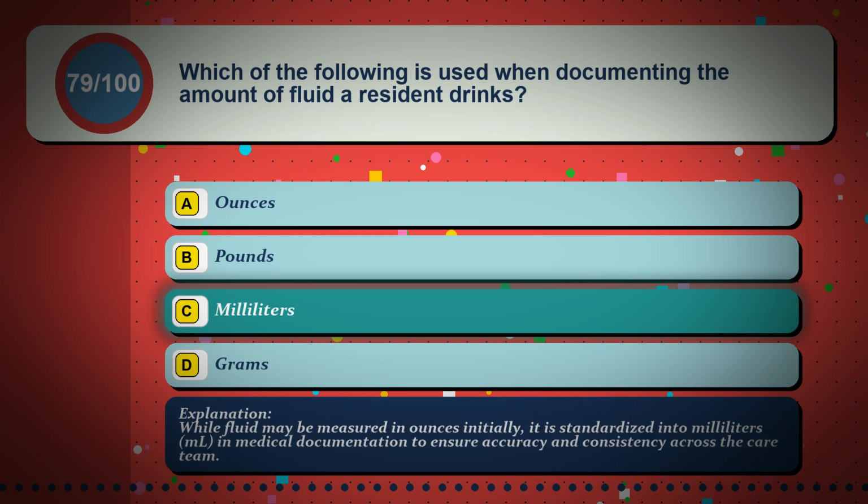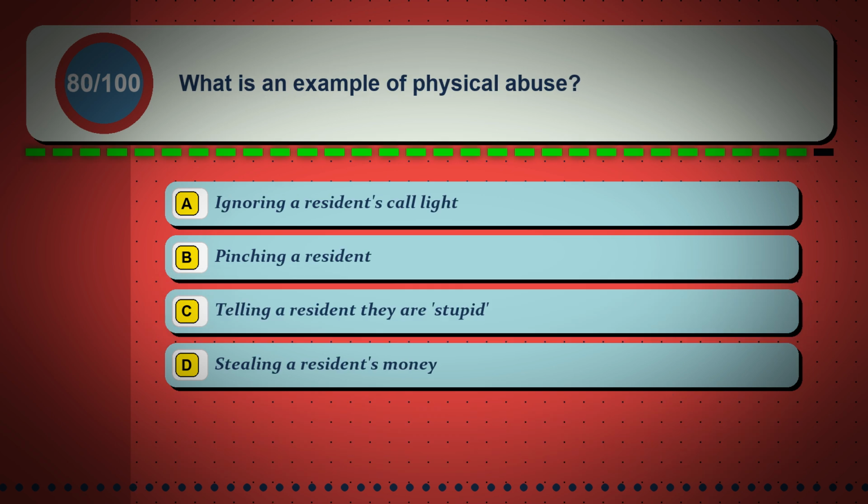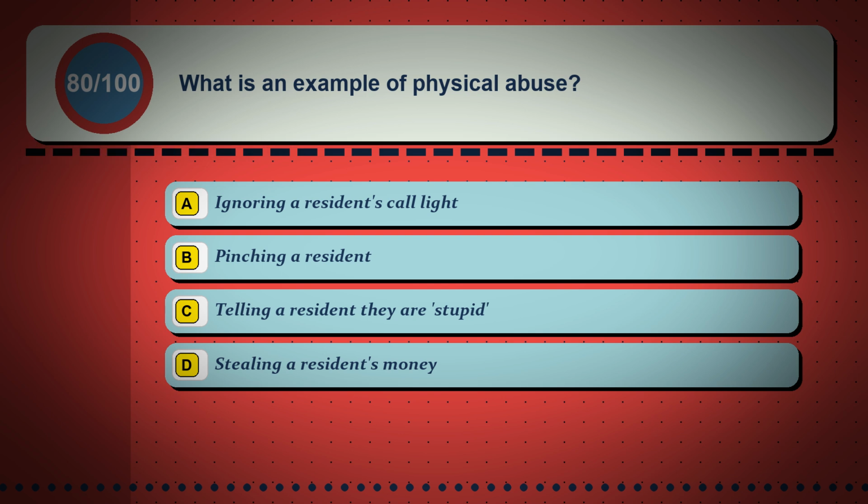While fluid may be measured in ounces initially, it is standardized into milliliters, mL, in medical documentation to ensure accuracy and consistency across the care team. Question 80. What is an example of physical abuse? Option A, ignoring a resident's call light. Option B, pinching a resident. Option C, telling a resident they are stupid. Option D, stealing a resident's money.